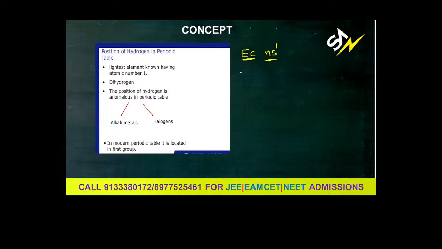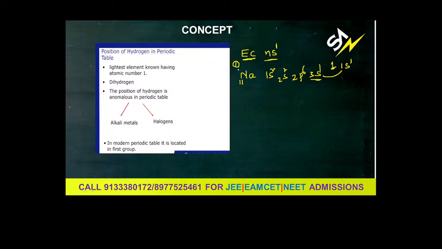If you take any one, like sodium, sodium atomic number is 11, electronic configuration is 1s2, 2s2, 2p6, and the last one, 3s1. See here, one electron is present in the outermost orbit of sodium. So the general electronic configuration of alkali metals is ns1. Then what about hydrogen? Hydrogen atomic number 1, electronic configuration 1s1. So in the case of electronic configuration, hydrogen resembles alkali metals. This is the first similarity.